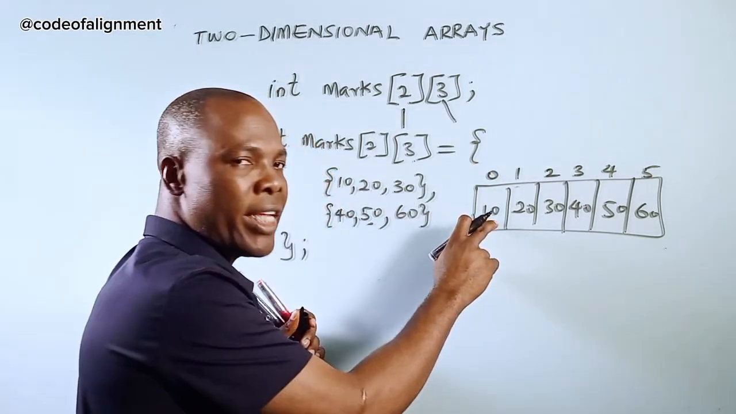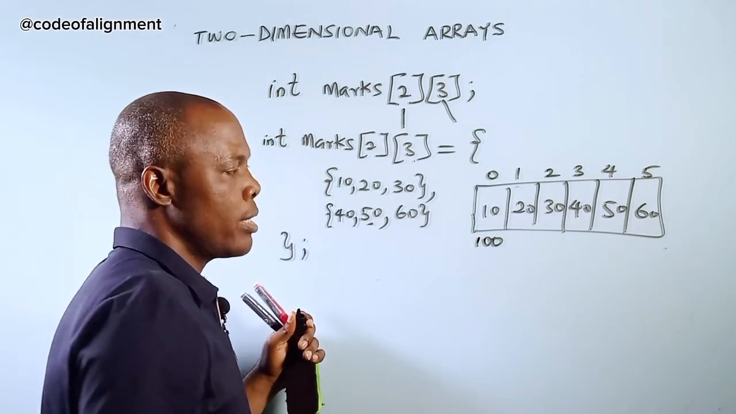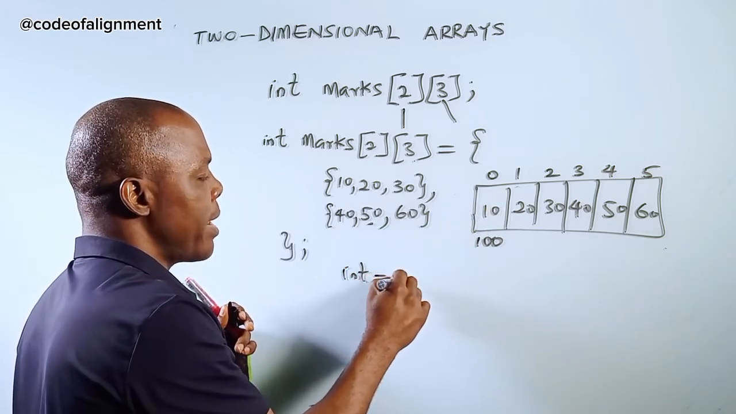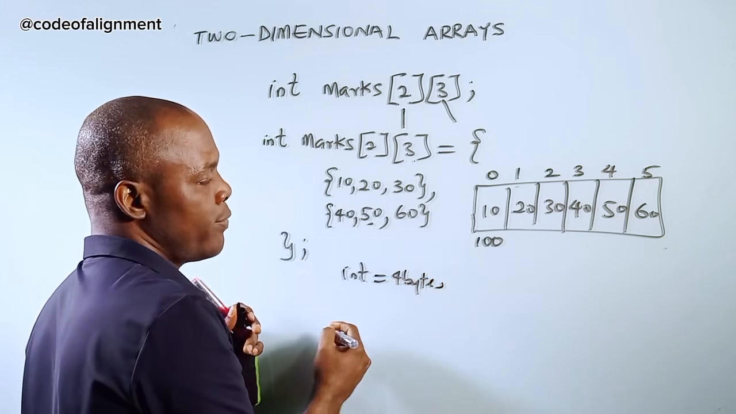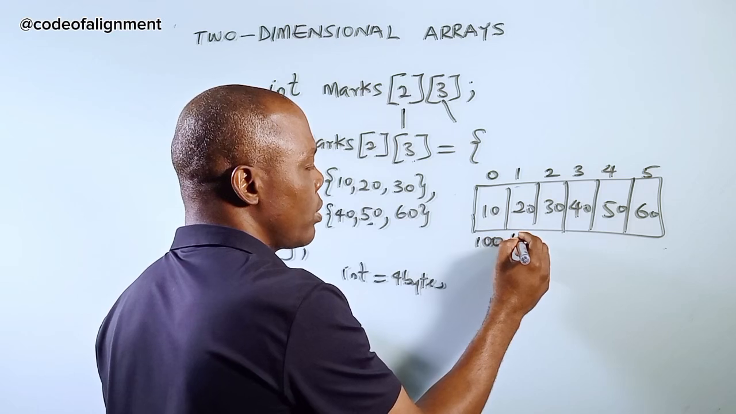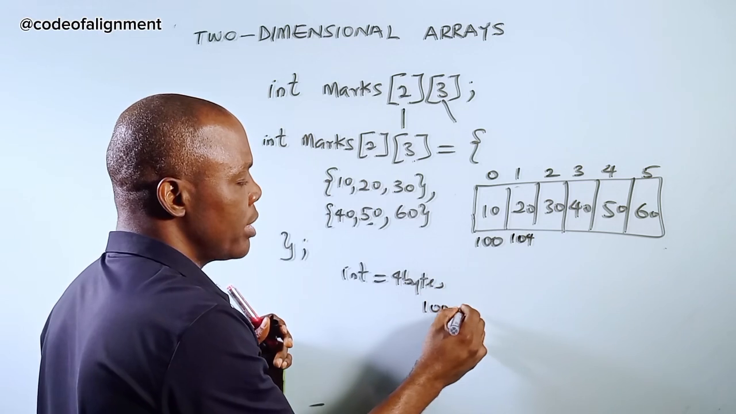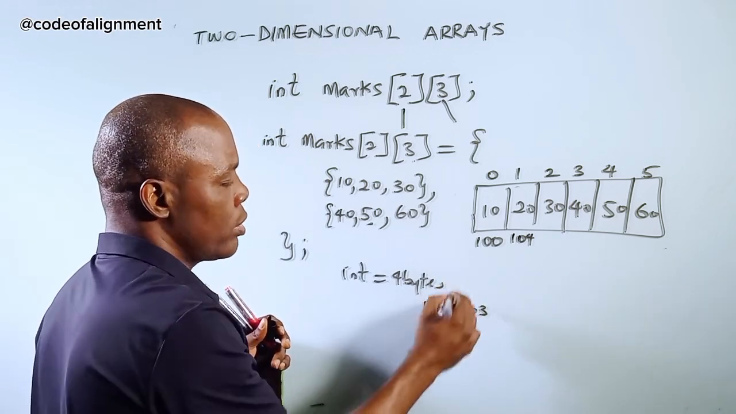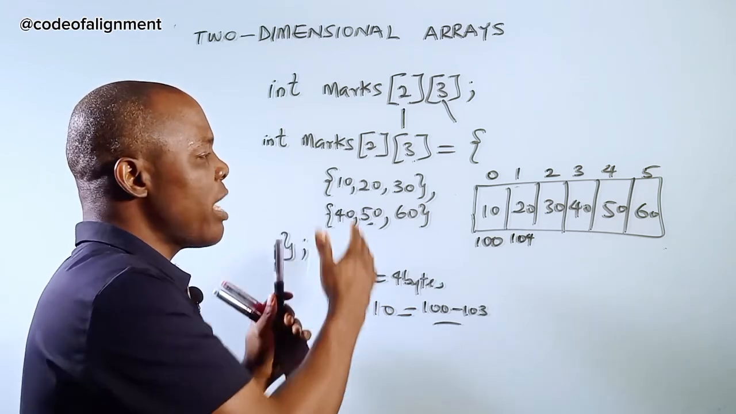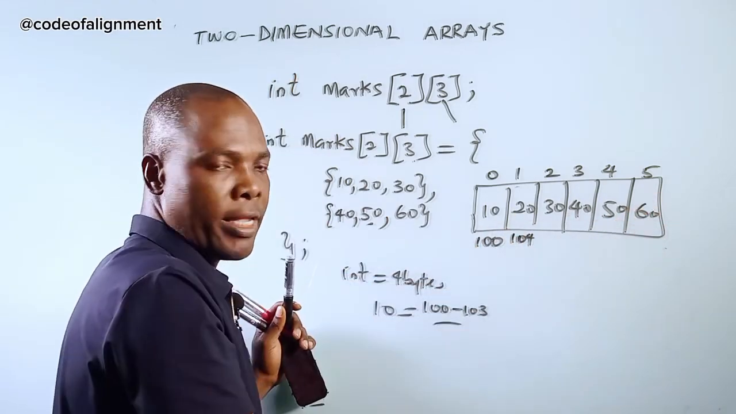Now let's assume the memory address of this 10 is what? 100. We are assuming. Now, if it is an integer, which is what it is, that is 4 bytes, right? So this 10 will occupy 4 bytes. Then this 20 will start from what? 104. This one will be what? 100 to what? 103. For 10. Right? Now, since it is a two-dimensional array, what would be the formula to calculate the addresses of the elements?